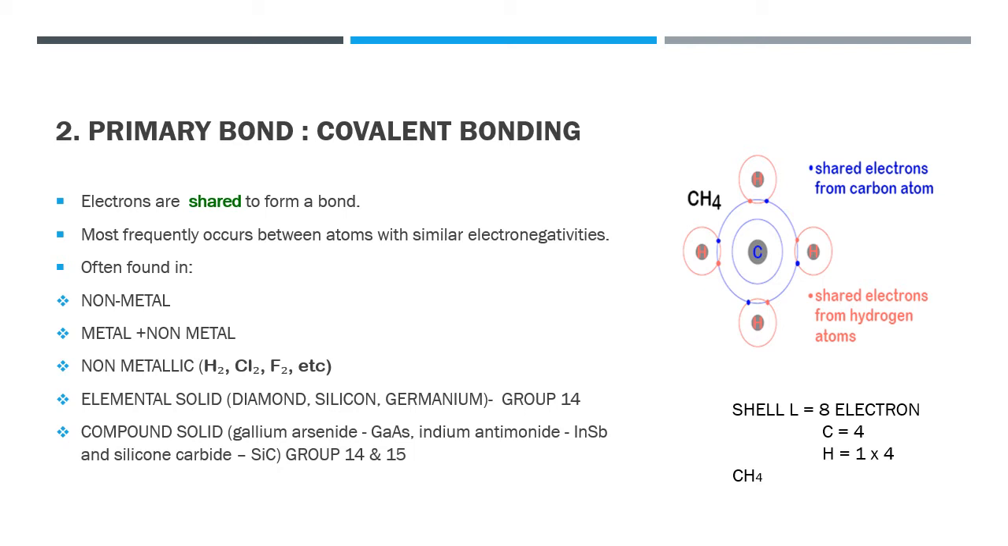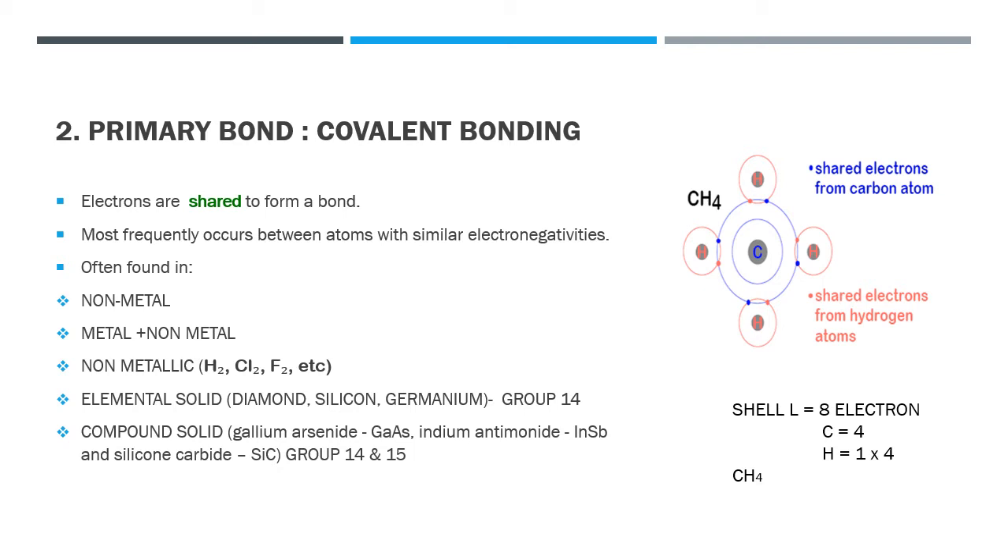So, ionic bonding occurs between atoms with different electronegativities. One is positive and one is negative. But covalent bonding is between atoms with similar electronegativities. It is found in most elements in the periodic table. It could be metal and non-metal. It could be a non-metallic element.